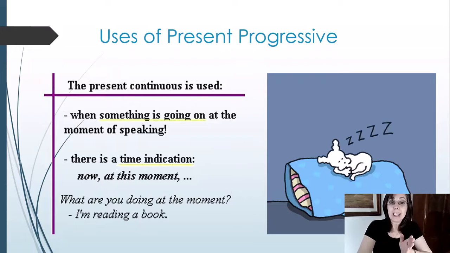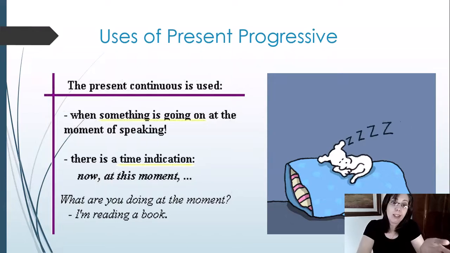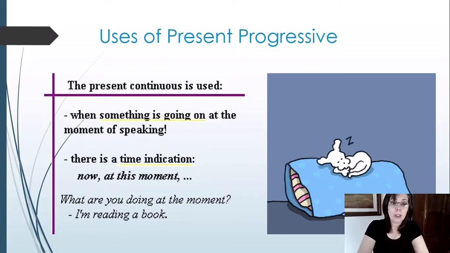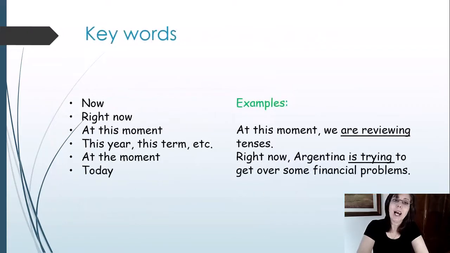Okay, when do we use present continuous? For something that is going on now, at the moment of speaking. The dog is sleeping now. There is usually some time indication. Now, at this moment, right now. Yes? So, I am sleeping, the dog says. And the keywords now, right now, at this moment.